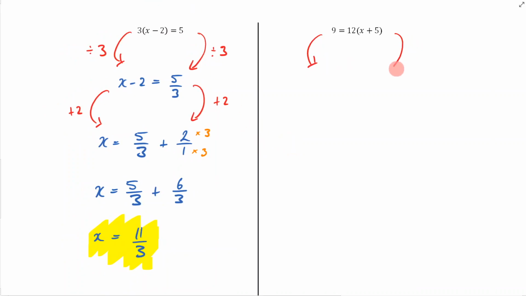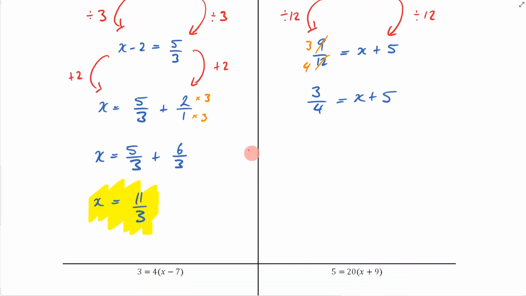All right, so here, I'm going to divide by 12 to start with. That's going to leave me with 9 on 12 is equal to x plus 5. Once I've done that, I'm going to simplify this down first. I can divide these both by 3, and I can be left with 3 on 4. So then we keep on going here. I'm going to have 3 on 4 is equal to x plus 5, just rewriting what I have there.